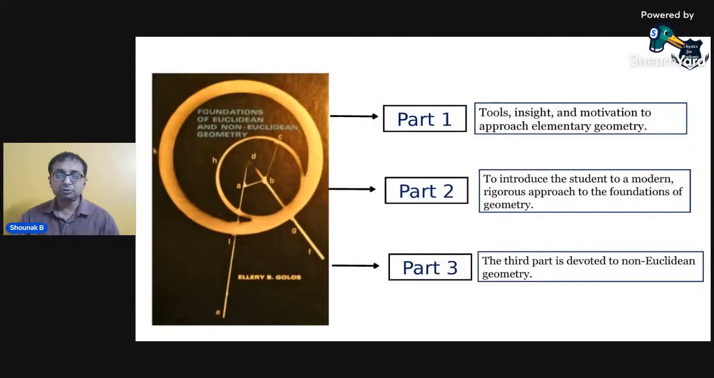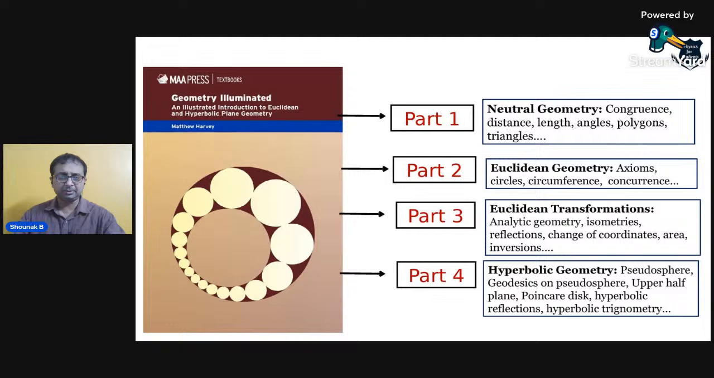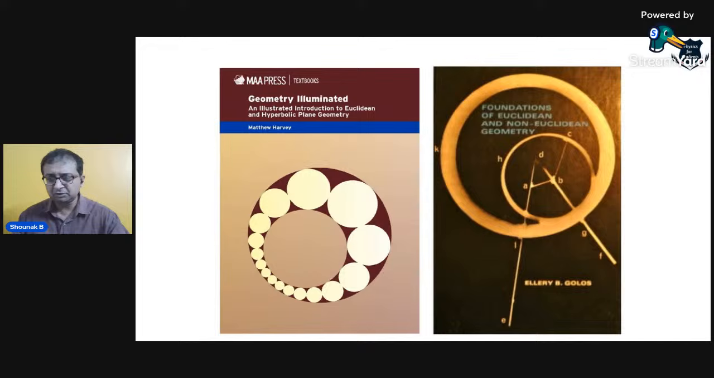Because once you understand that change, then building up on hyperbolic, then elliptical geometry, then manifolds, etc., will become easier. But if you don't understand this transfer, how it makes a transition from this to this, that becomes difficult. And both these books teach you that. This one also teaches you about all those parts. And this book also, Matthew Harvey's Geometry Illuminated. So as I see the sequence of study, Gaussian coordinates, transfer.